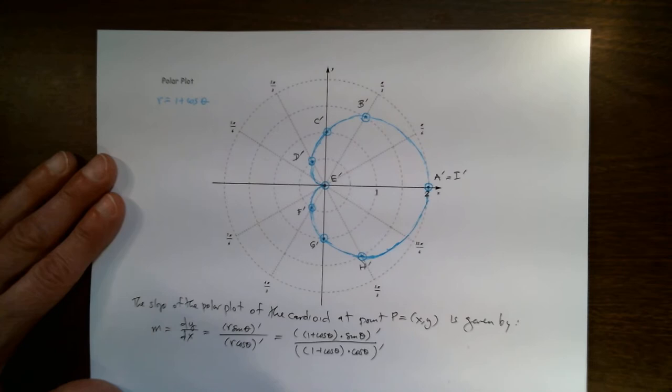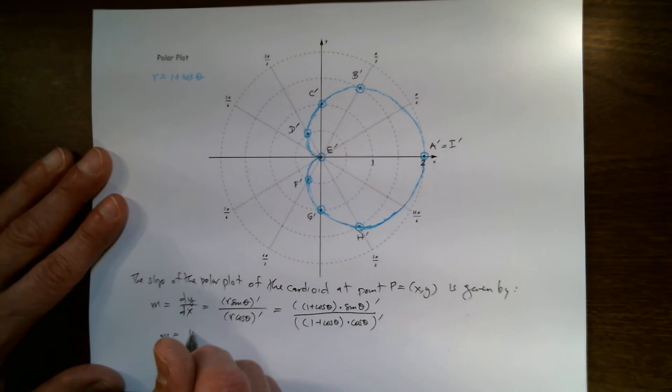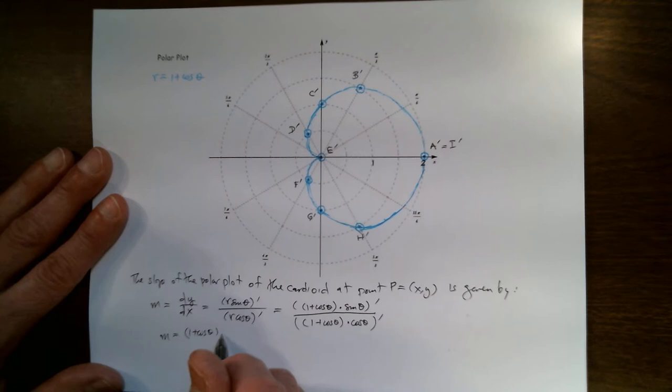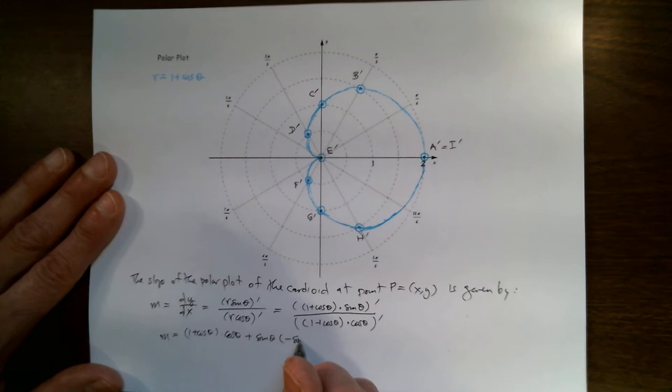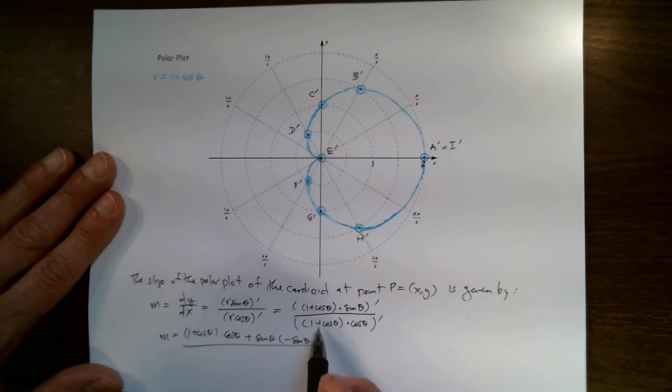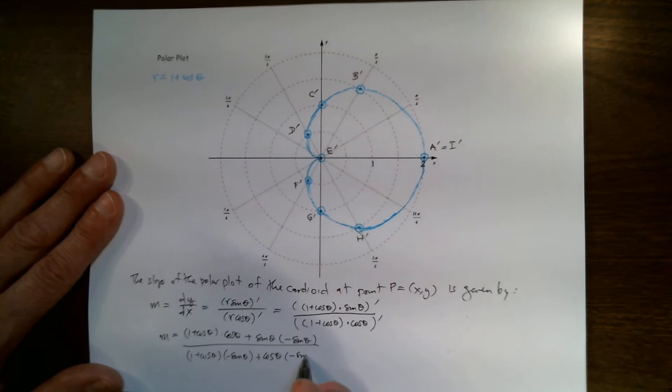indeed that the derivative is equal to the first factor, 1 plus cos theta, times the derivative of sine theta, which is cosine theta, plus the second factor, sine theta, times the derivative of 1 plus cosine theta, which is minus sine theta. Then that gets divided by the derivative of the denominator, which is 1 plus cos theta times the derivative of cos, which is minus sine theta, plus the second factor, cos theta, times the derivative of 1 plus cosine, which is again minus sine theta.